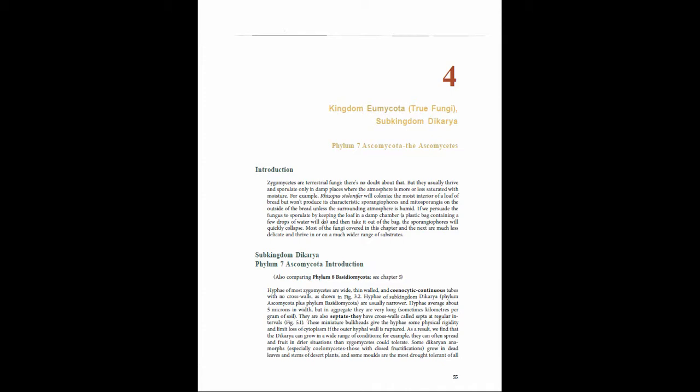They have cross walls called septa at regular intervals, Fig 5.1. These miniature bulkheads give the hyphae some physical rigidity and limit loss of cytoplasm if the outer hyphal wall is ruptured. As a result, we find that the Dikarya can grow in a wide range of conditions. For example, they can often spread and fruit in drier situations than zygomycetes could tolerate. Some Dikaryan anamorphs, especially coelomycetes, those with closed fructifications, grow in dead leaves and stems of desert plants, and some molds are the most drought-tolerant of all.